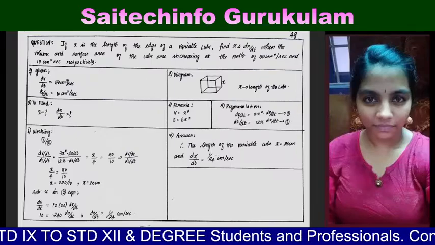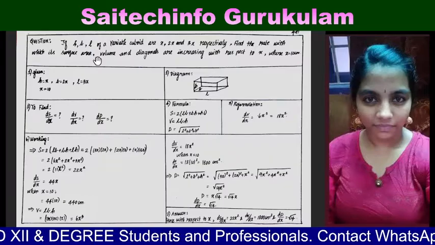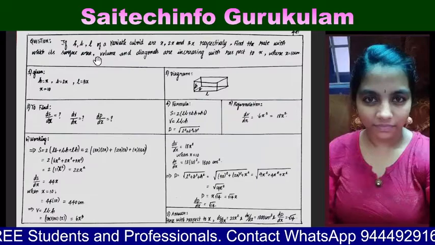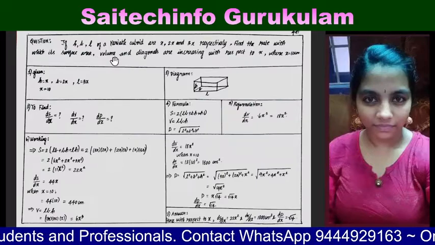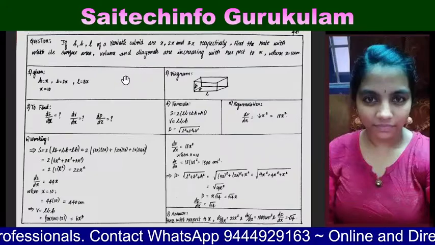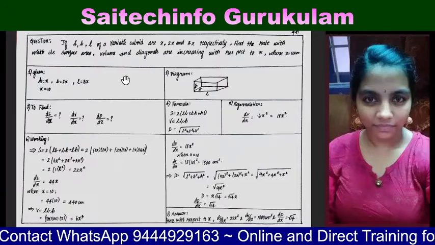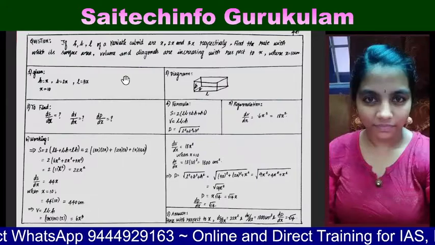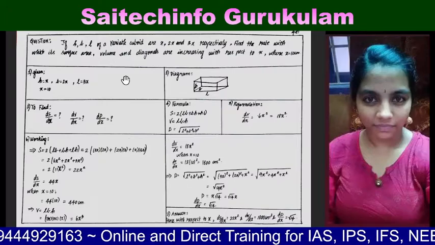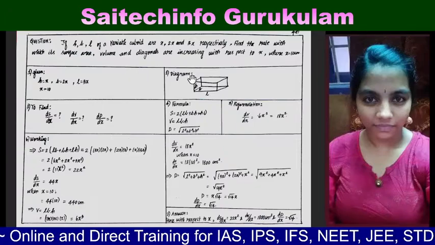Next question is, if h, b, l of a variable cuboid are x, 2x and 3x respectively, find the rate with which its surface area, volume and diagonals are increasing with respect to x, where x is equal to 10 centimeter. So from the question we are taking the given data, h is nothing but height is equal to x, b breadth is equal to 2x and l length is equal to 3x. Also given x is equal to 10. So I have just shown a cuboid with height, breadth and length.